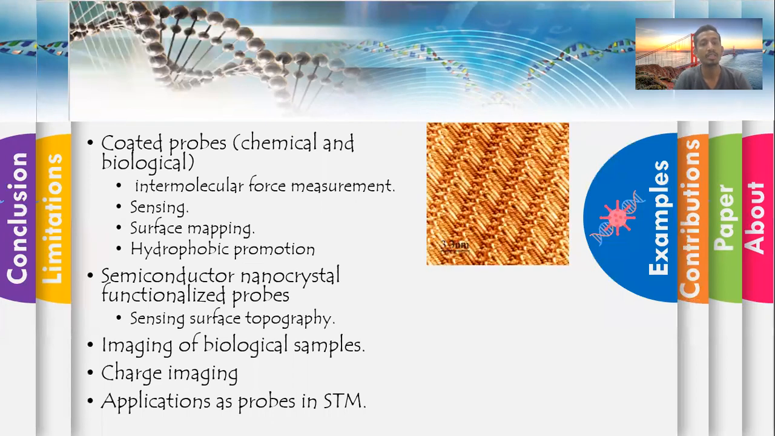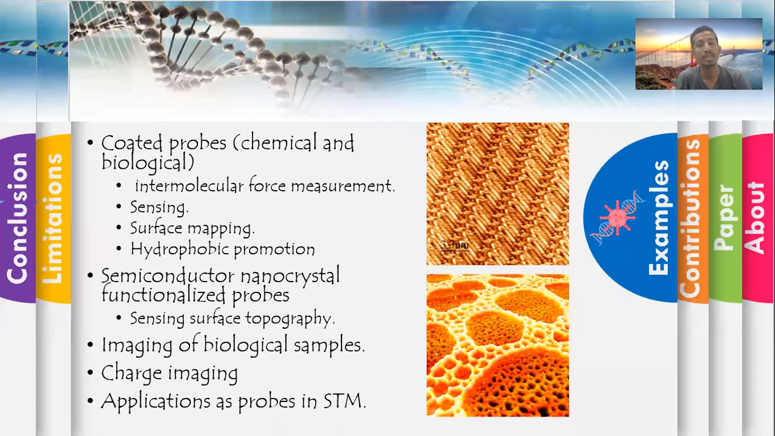So if we look at the examples or applications of this, if we use chemical and biological coated probes, they have multiple applications in intermolecular force measurement, sensing, surface mapping, hydrophobic promotion. The probes functionalized with semiconductor nanocrystals can be utilized for sensing of surface topography. They can be utilized for imaging of biological samples like DNA. Due to their electrical conductivity, they can be utilized for charge imaging and functionalizing. They have multiple applications as probes in scanning tunneling microscopes.